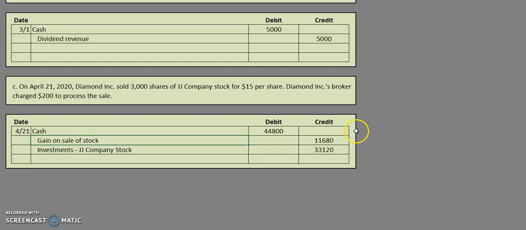And that's pretty much it for the cost method. There are some other scenarios that you might run into, so just keep those basic rules in mind and you should be able to get through it.